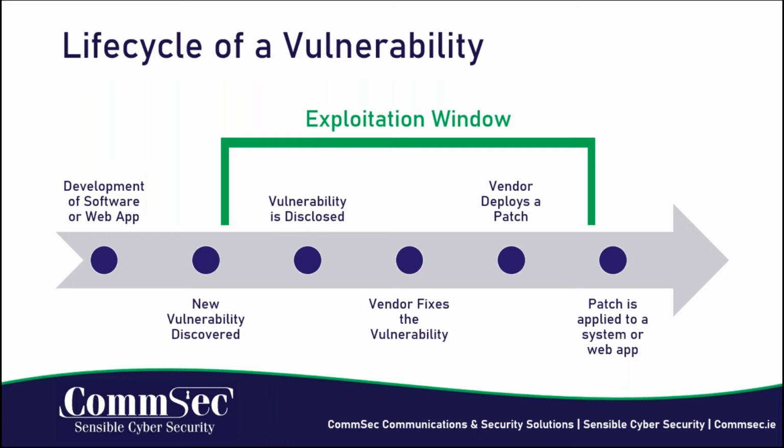What happens next is the patch is applied to a system or web application, and that's the window closed. That's where you can mitigate your risk inside this window. The earlier that you know that the vulnerability is there and that you can apply a patch is where you limit your risk on the server, web application, or any kind of asset that you scan.